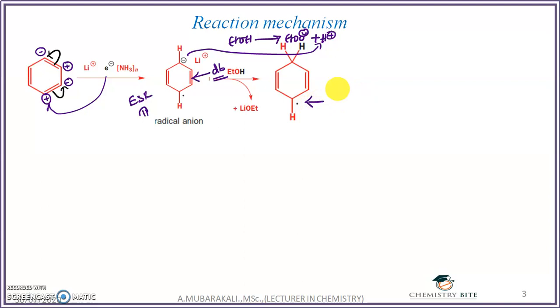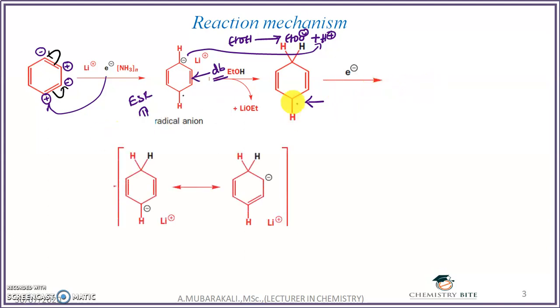So this free radical picks an electron from the sodium, which pairs up with the radical to give another anion. You can see here this free radical has picked an electron from another sodium atom, and you get one anion here, which is quenched again by a proton source like ethanol. After the anion is formed, it will accept another proton from the ethanol and you will get one neutral molecule. We will call it cyclohexadiene.